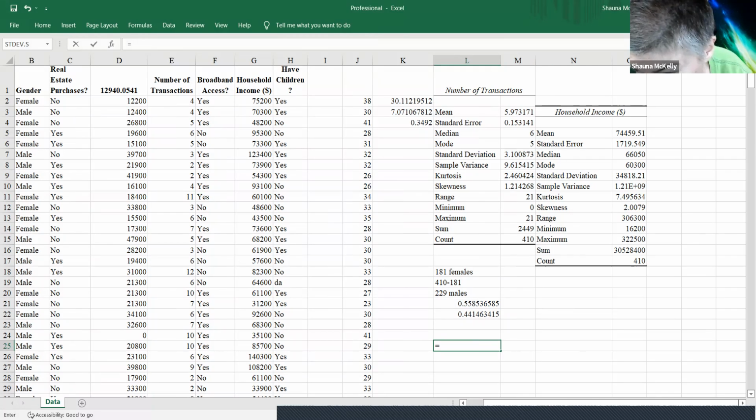But if you're doing it on the calculator, when you put it in your calculator, just use stat calc, one-var stat, and it'll give you that. It won't give you the standard error. You'll have to compute the standard error from the standard deviation. Thank you, Shauna.